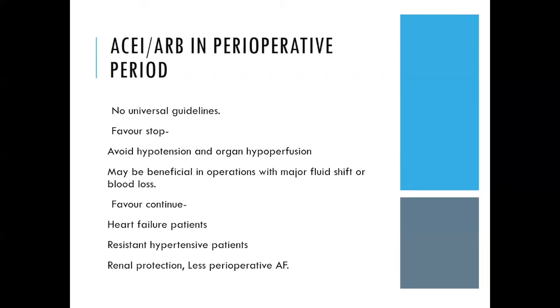For example, if you stop ACE inhibitor ARB in the perioperative period, you will have less hypotension, less organ hypoperfusion. That will possibly be beneficial in operations with major fluid shift or major blood loss. There are some points which favor continuation of ACE inhibitor. For example, in heart failure patients, all of us know ACE inhibitor delays remodeling of the heart, so prevents decompensation of heart failure. It will also be useful in resistant hypertensive patients, and it gives a significant renal protection. There is a significant amount of data these days which claim that ACE inhibitor and ARB has got renal protective effects.